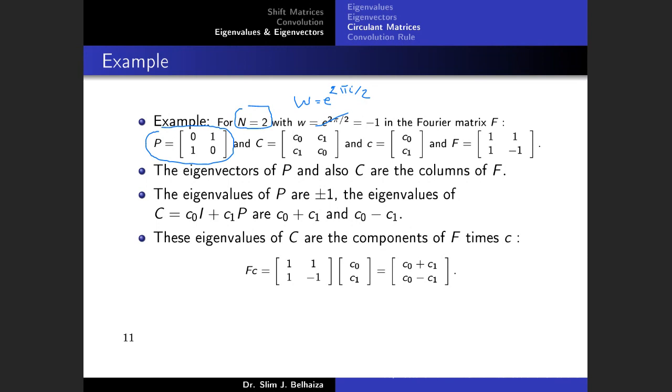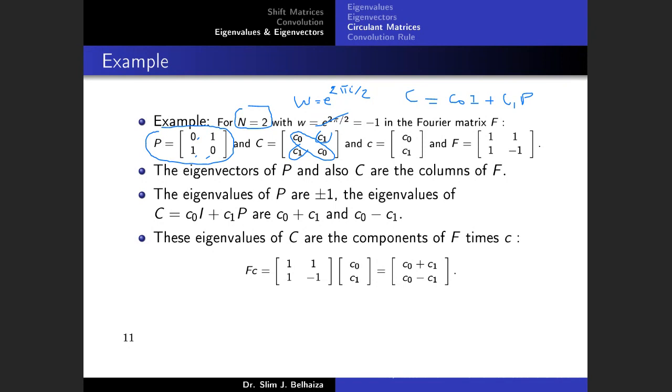Okay, there is no other way to place these ones. So P would be 0, 1, 1, 0. Okay, and let's consider this circulant matrix, where we have just c0, c1. The c0s are placed on the diagonal, and you have c1 on the anti-diagonal. So basically, C is in fact equal to c0 I plus c1 P.